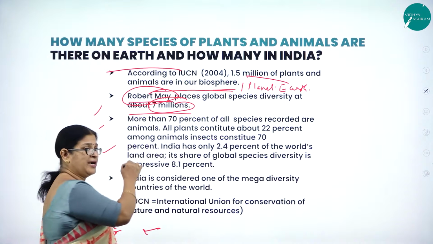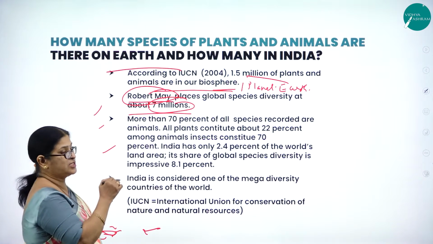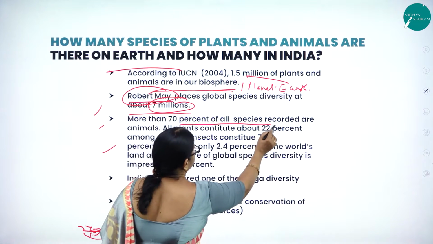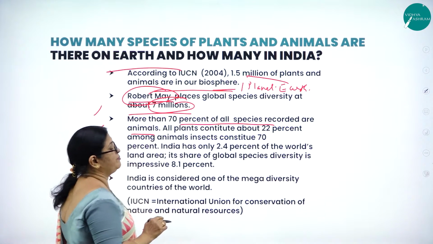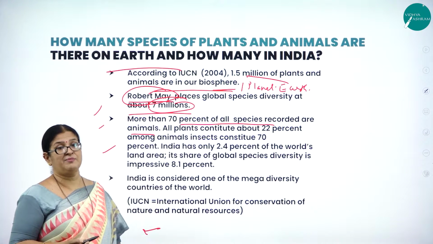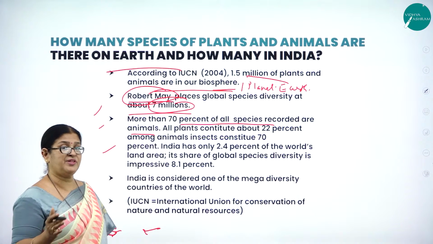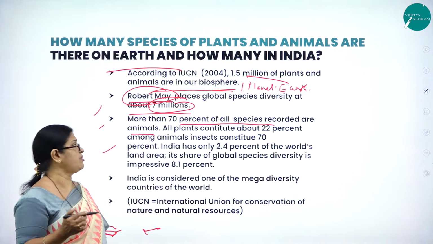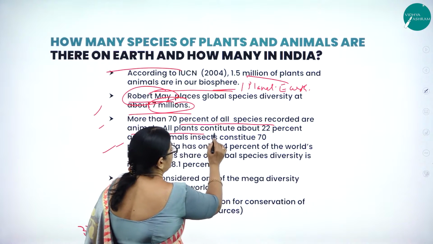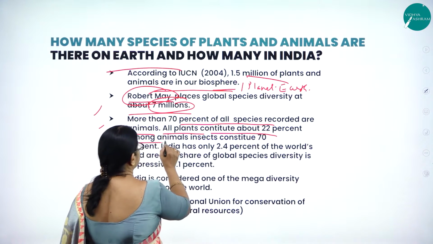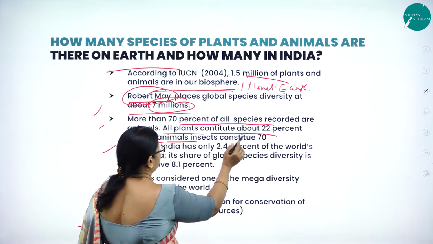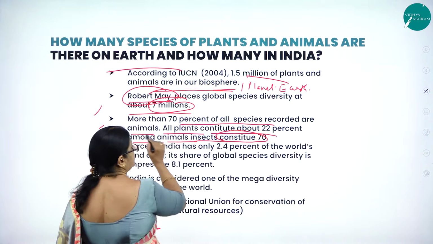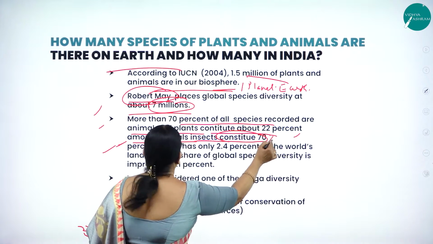Then in that particular level of the species, what we come across on this planet Earth, 70% of all species recorded are animals. That means we find more animals than plants. The rest of them will be the plants. So more than 70% of all species recorded are animals, and all plants constitute only about 22%. Among animals, insects constitute around 70%.